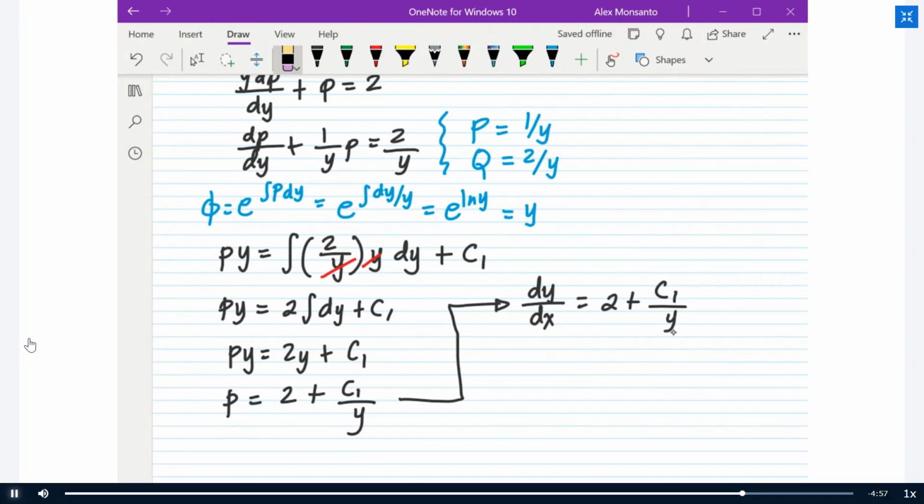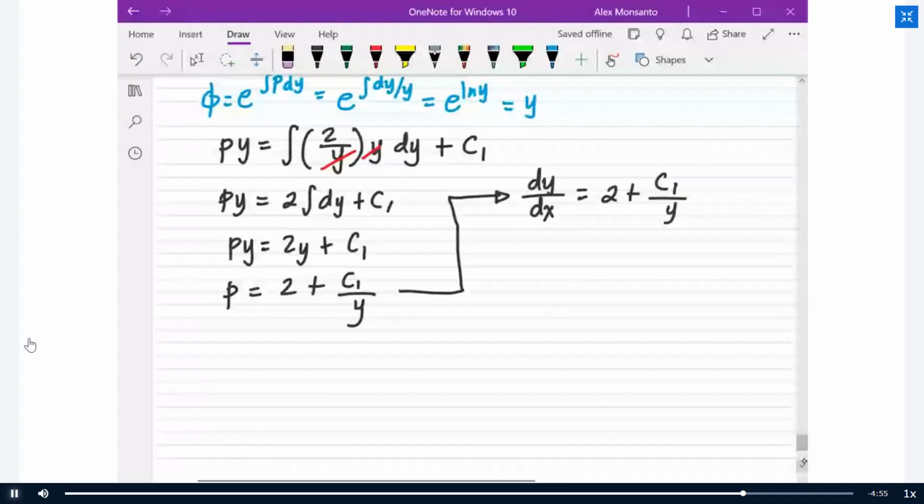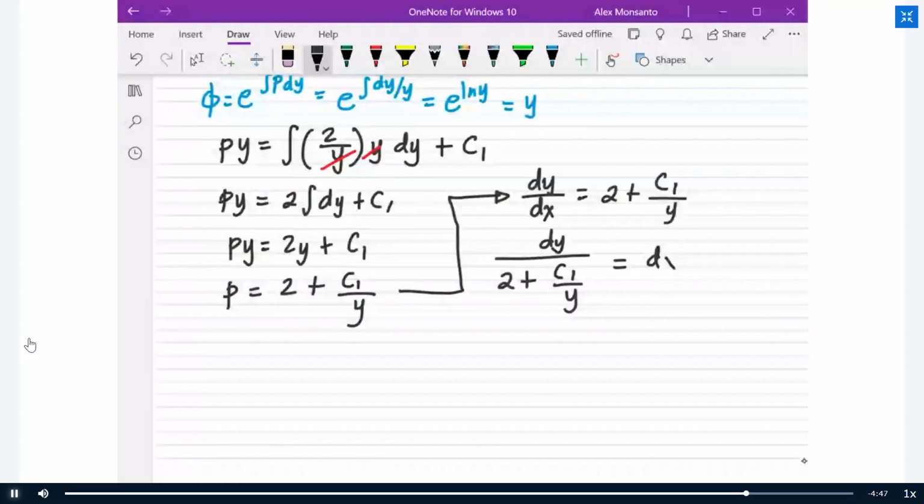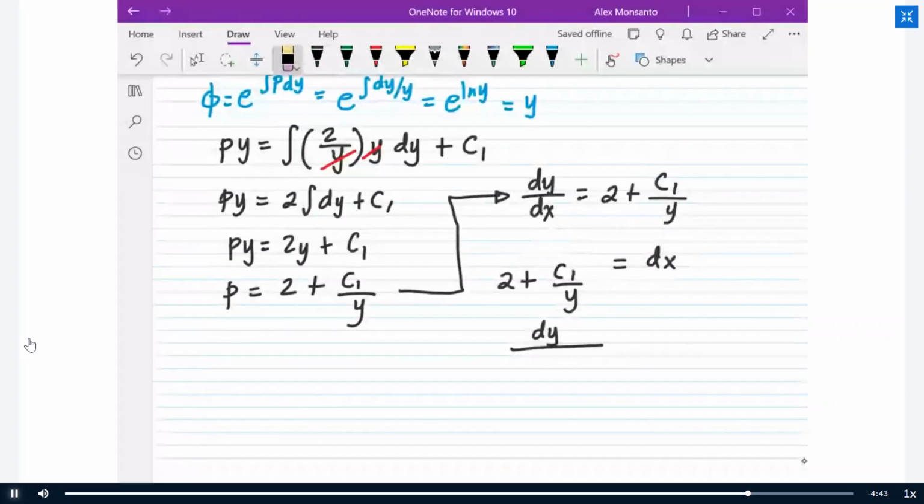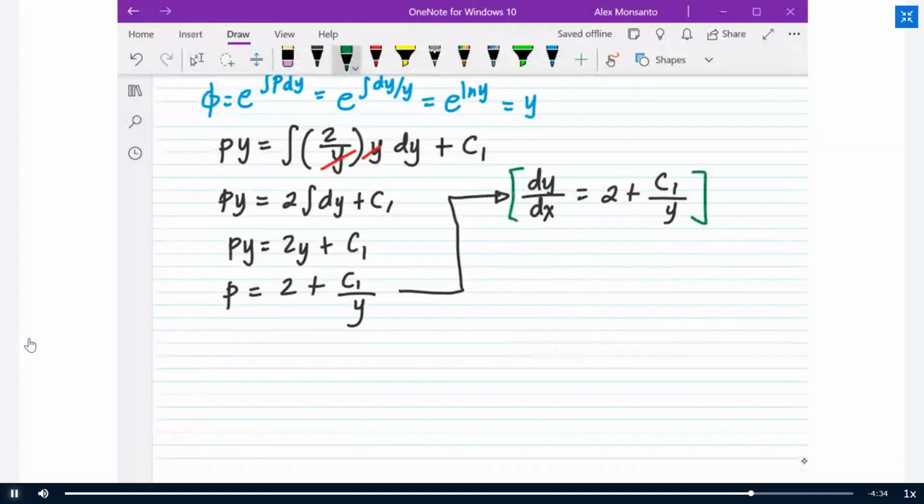Okay. So, I can have here dy over 2 plus c sub 1 over y is equal to dx. Ayan. So, ito lang yung medyo mahirap. So, I think pwede nating ganyan, dy. Or siguro, I think mas maganda. Okay, para ito mas madali. I think ito mas mapapadali yung buhay natin.